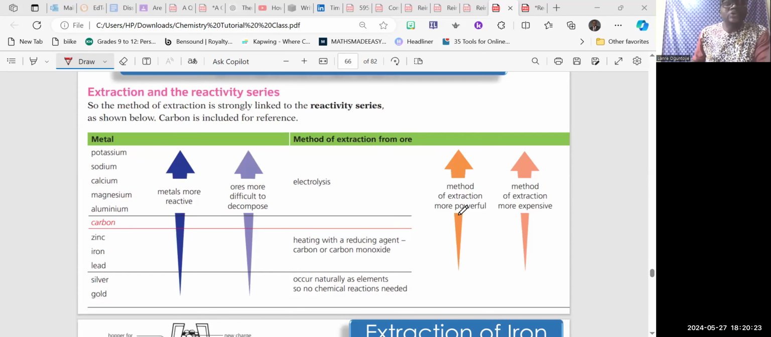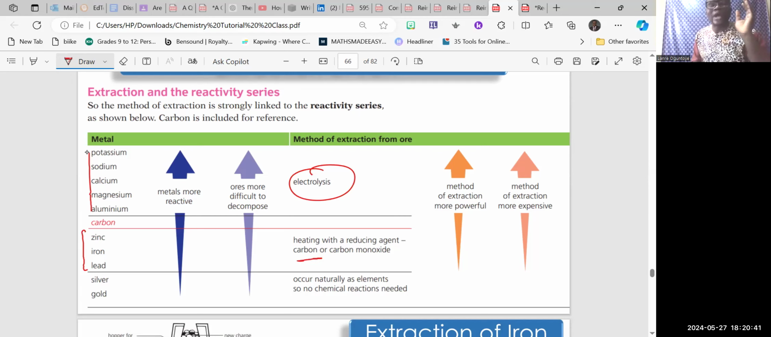The first learning outcome is this, right? Metals that are higher than carbon are extracted by what? Electrolysis. They are extracted by electrolysis. Metals that are lower than carbon in the reactivity series are extracted by what? Reduction with carbon or carbon monoxide, because both carbon and carbon monoxide are reducing agents. So the metals that are higher than carbon are extracted by what? Electrolysis. And one of them that we are taking is what? Aluminium, which is what?